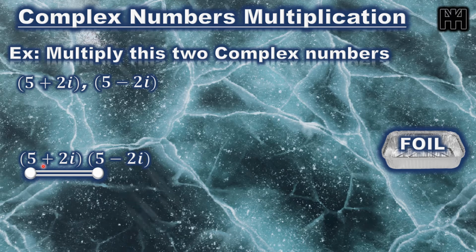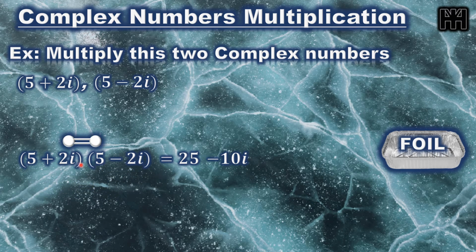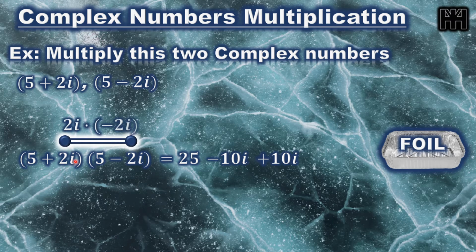Now let's perform it. First with the first, 5 and 5: 5 multiplied by 5 will be equal to 25. Now the outer with the outer, 5 and negative 2i: 5 multiplied by negative 2i will be negative 10i. Now the inner with the inner, 2i and 5: 2i multiplied by 5 will be positive 10i. Finally the last with the last, positive 2i and negative 2i, multiplied by each other will give us negative 4i squared.